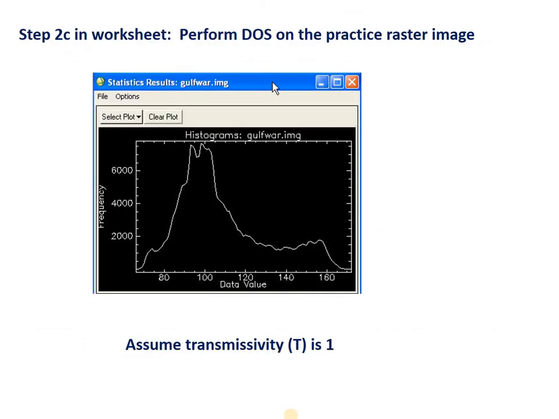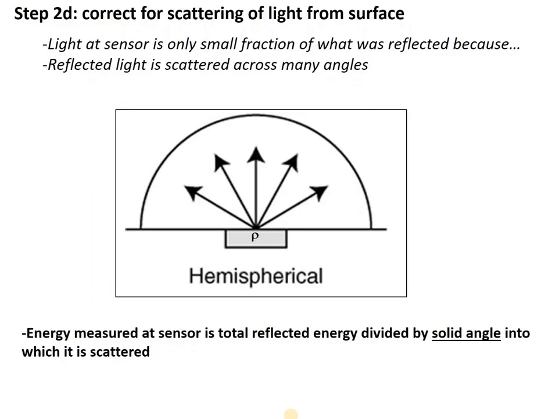Okay, so hopefully you've now done your dark object subtraction on your worksheet. And good news, we are in the final step here. The final step is to correct for scattering of light from the surface. Everything we've done so far has kind of assumed that all the energy that hit the surface, whatever was not absorbed, so whatever was reflected, went directly back to the sensor. But that's not actually true, unfortunately.